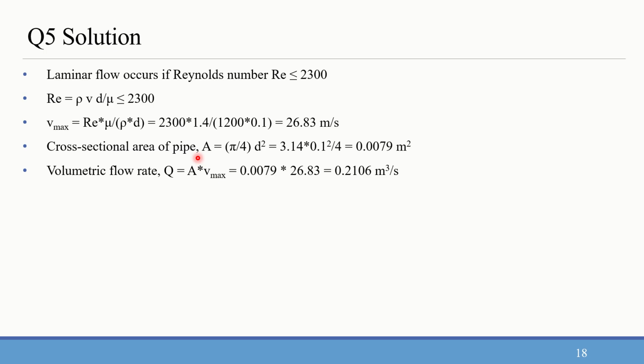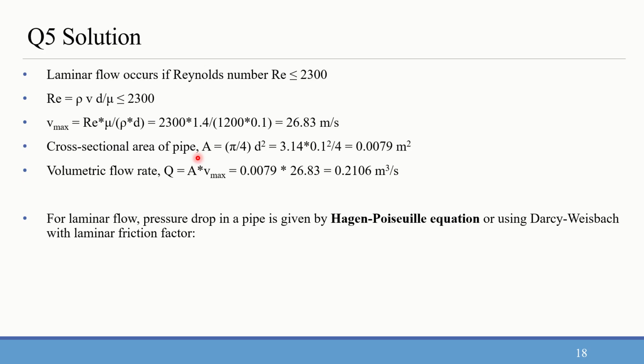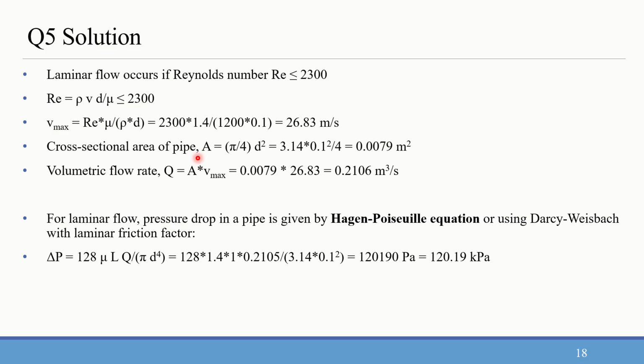So A is 0.0079 into Vmax, that is 26.83. That will give us the volumetric flow rate, which is nothing but 0.2106 meter cubes per second. For laminar flow, we can use the Hagen-Poiseuille equation or Darcy-Weisbach equation. So delta P is equal to 128 mu into L into Q divided by pi d power 4.